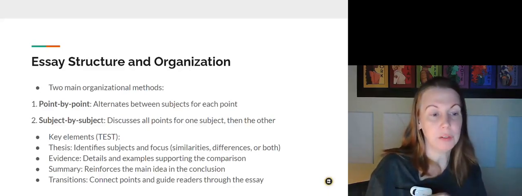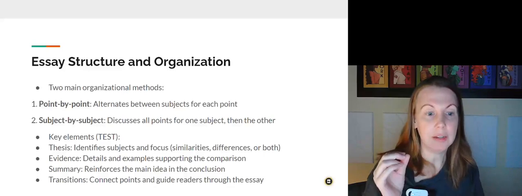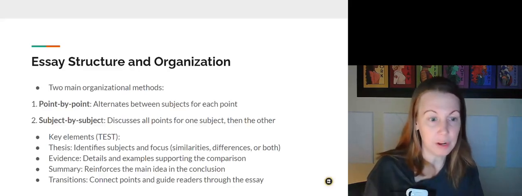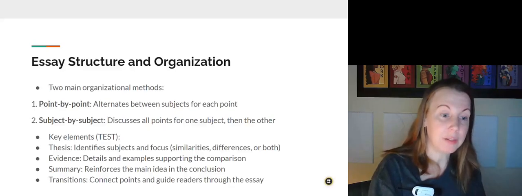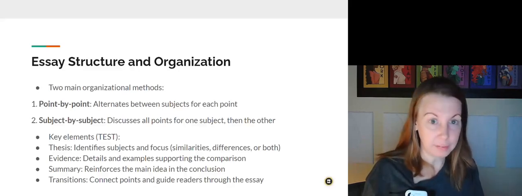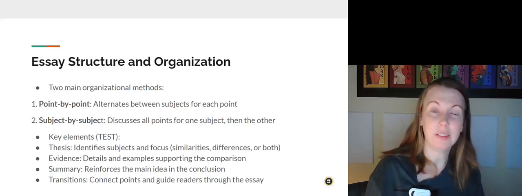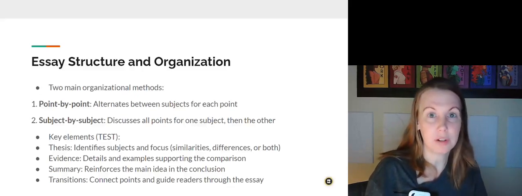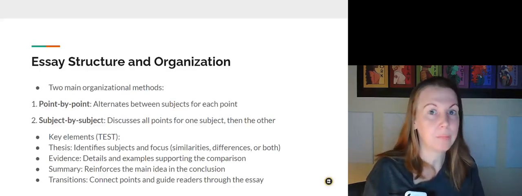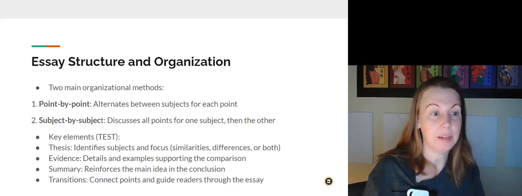Again, throughout this fall, we are going to be using the TEST method on our essays. The test is: look at the thesis and ensure that it identifies both the subject and the focus, the similarities, the differences, and go with the topic of those. That you have evidence, which is details or examples supporting whatever your comparison is. There's a summary at the end that reinforces the main idea, and then of course we have transitions. That's really, really important in a compare and contrast essay, because you're saying something is similar, or in contrast. You're going to be using a lot of that in this particular type of essay.